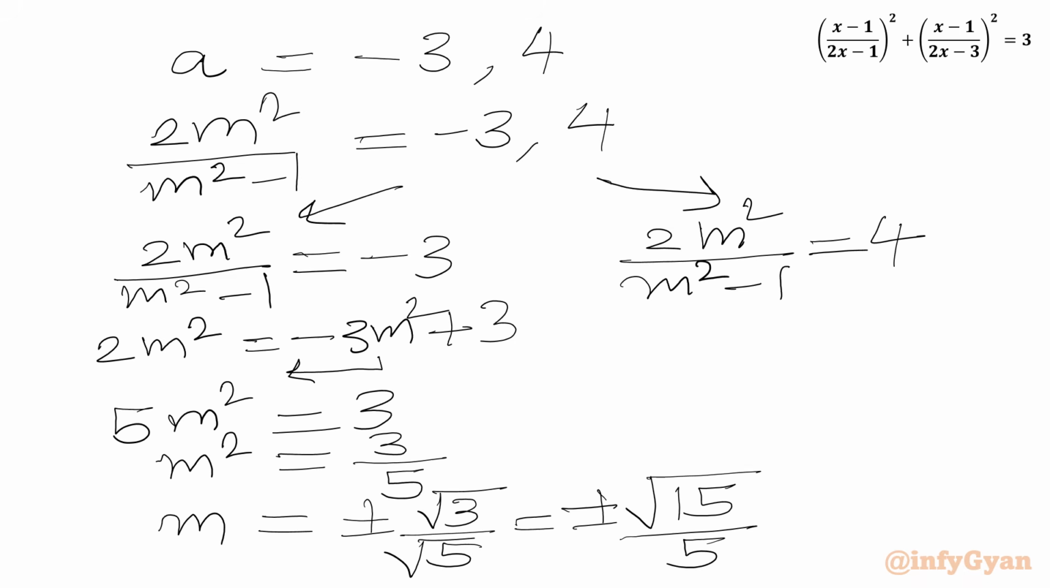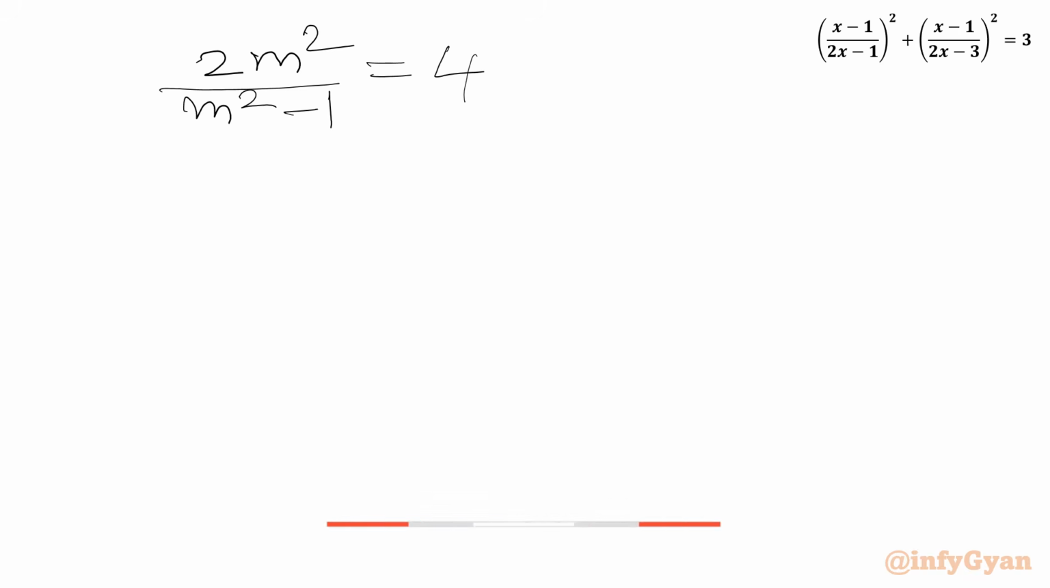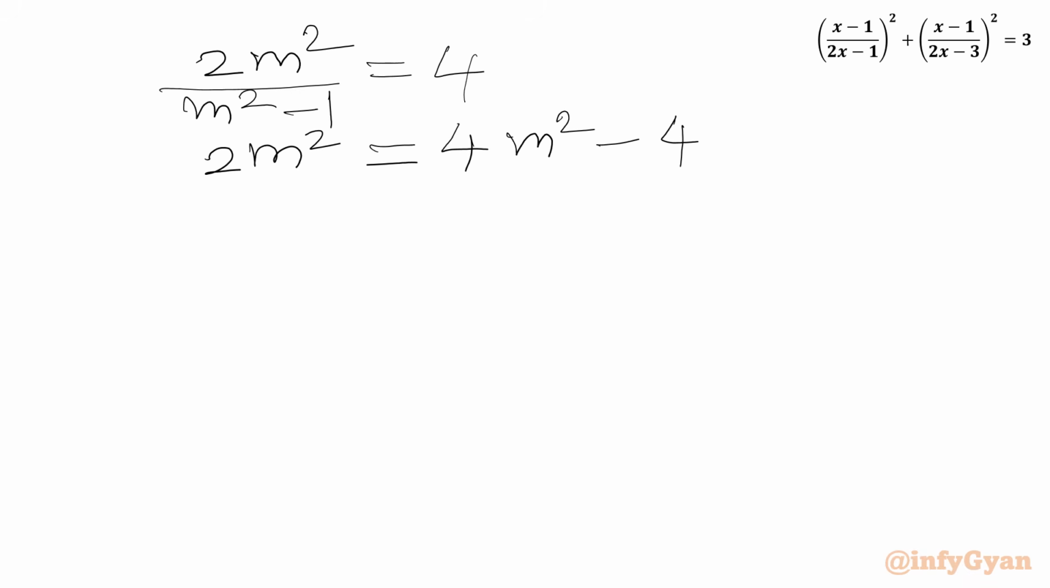Now we have to solve the second equation. 2m square over m square minus 1 equal to 4. Now we will cross multiply. We will write 2m square equal to 4m square minus 4. Now we will take minus 4 to the LHS and 2m square to the RHS. So I can write 4 equal to 4m square minus 2m square.